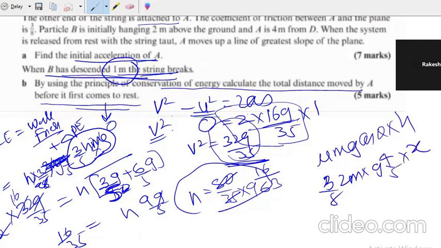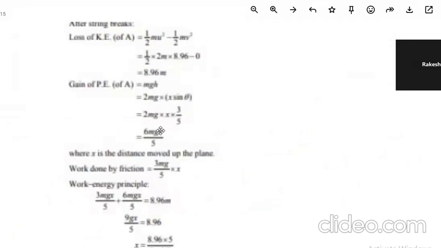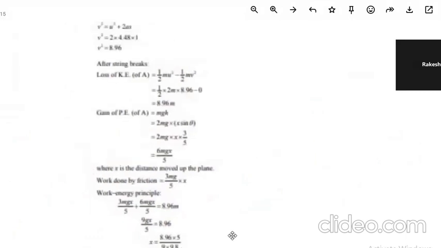So basically 4 and this cancel. I told you this is 3 by 5 mgx. Yeah, that's what he also has done. You see, the sum of these two: this work done plus this work done is this. So everything is the same. Okay, you just do the calculation, everything is fine. Same.